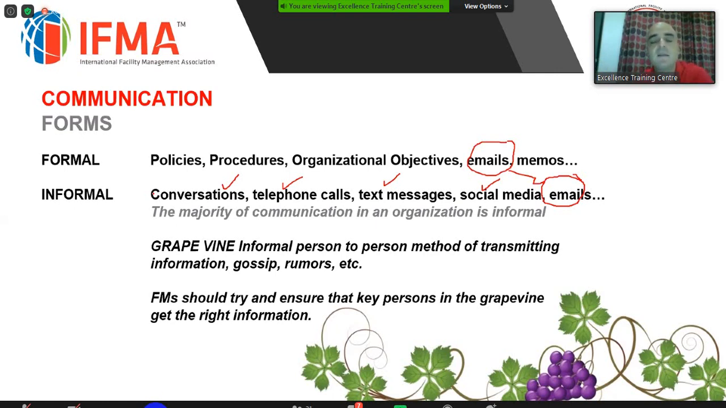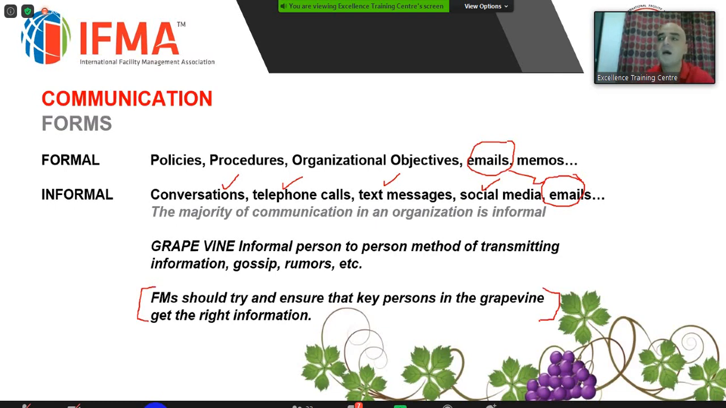A grapevine can cross all borders. You can have it going from a CEO to a tea boy, to an engineer on site. It's a very important form of communication. It's not formalized, and you cannot regularize it. And that's why IFMA, as I said, is always practical in their approach. They said an FM should try and ensure that key persons in the grapevine get the right information. In the sense that you cannot stop these talks, you cannot stop these conversations.